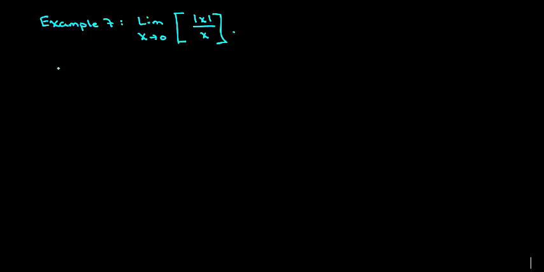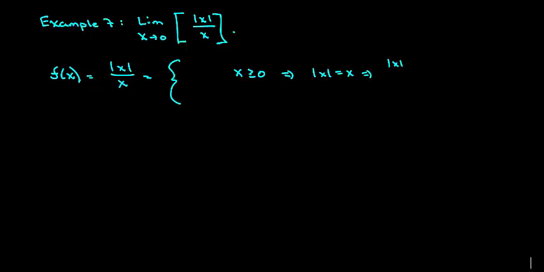Okay, so f of x equaling the absolute value of x over x takes on the exact same values. This is just a different way of writing it. When x is greater than or equal to 0, then the absolute value of x is equal to x, which means that the absolute value of x over x is equal to x over x, and that's equal to 1.